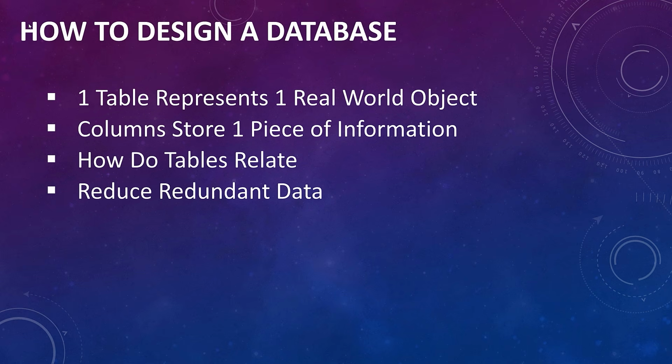Now, of course, whenever you are going to start creating a database, which we're going to create a really large database that's going to track orders for a company, you want to make sure that one table is going to represent one real world object or one real world group. So for example, customers, orders, sales items, sales orders, all those different things are all going to have their own separate tables. Columns are then going to store one piece of information, like a name, an address, a state. Then you have to start thinking to yourself, how do different tables relate?